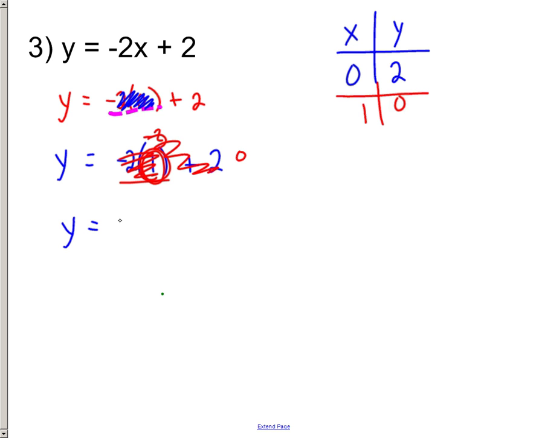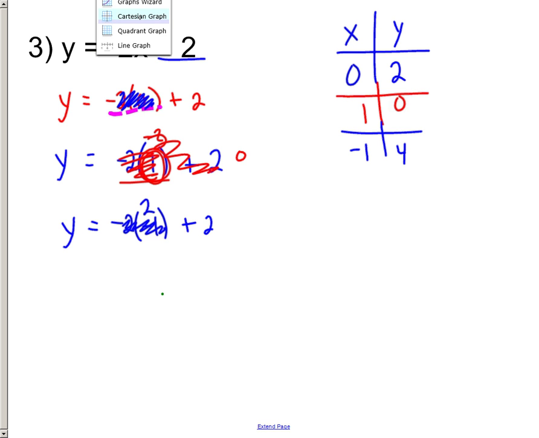y equals -2 times, let's plug in -1. And now I put the -1 in for the x. So here's the x, there's -1, and don't forget the +2 up here at the end. So -2 times -1 is +2, and 2 plus 2 is 4. y equals 4. Now let's go and plot these 3 points on a graph.